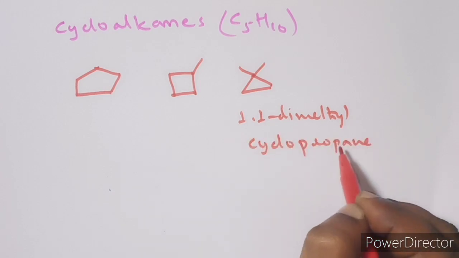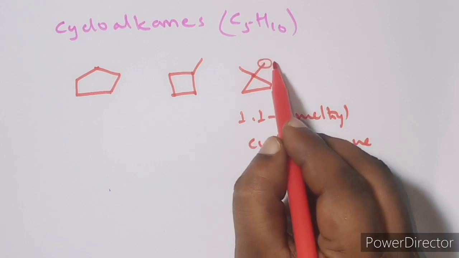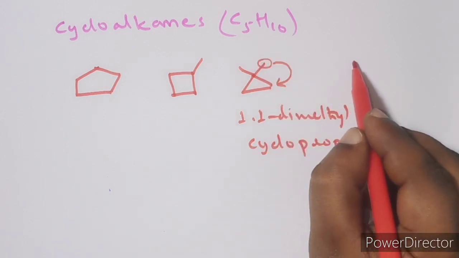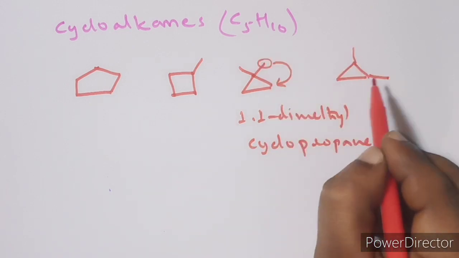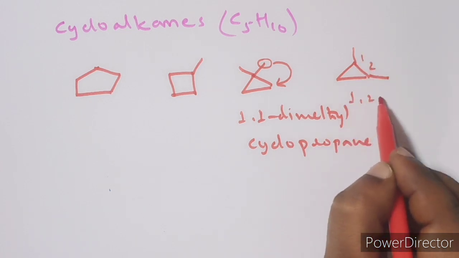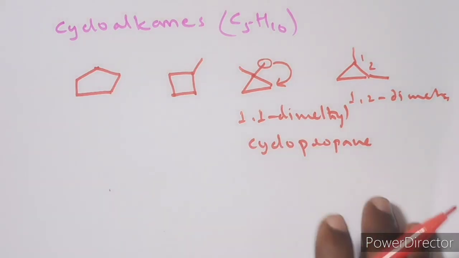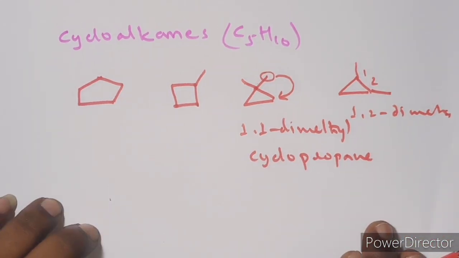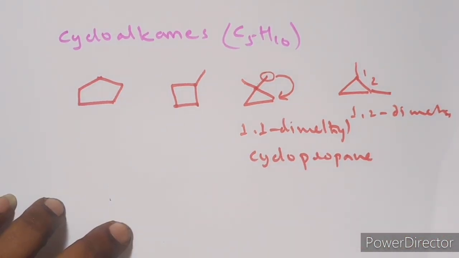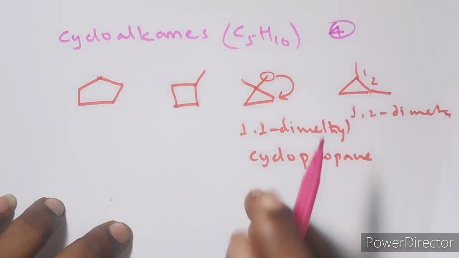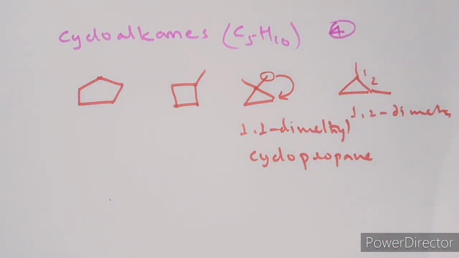Next, change the position of one of the methyl groups from here to here. What will you get here? You will get 1,2-dimethylcyclopropane. So how many possible cycloalkanes are there? The number of possible cycloalkanes we can write is 4. Now let us see the total number of possible isomers here.